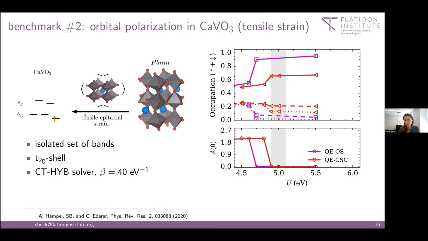So now a more interesting example is calcium vanadate, CaVO3, which is an orthorhombic d1 perovskite, where we know once we apply tensile epitaxial strain, we're lowering the energy of one of the orbitals. And since it only has one electron, this strongly favors the insulating state.